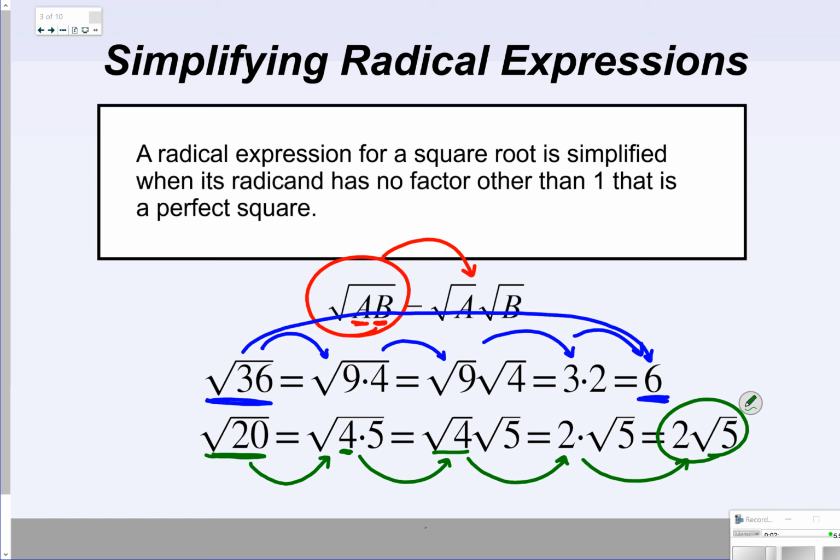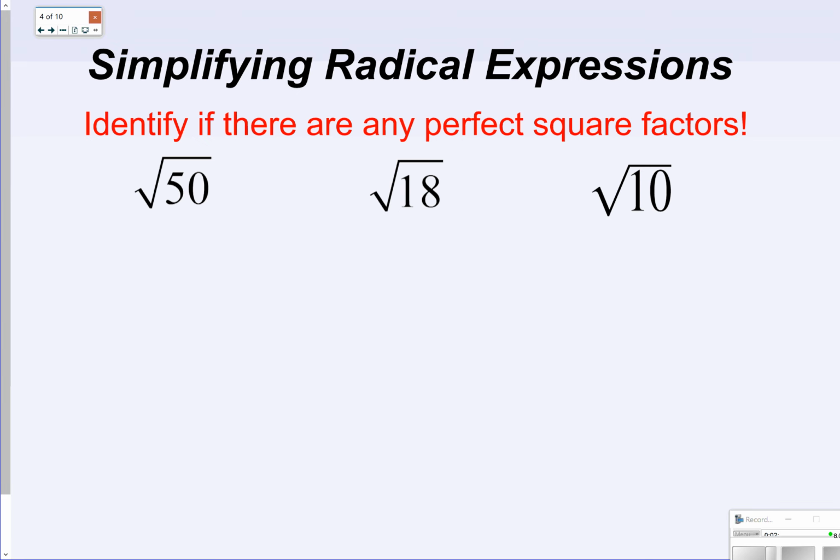So that's where it's important to know how to factor a radical expression apart to write it in a more simplified form. So let's look at a couple more examples. In order to simplify a radical expression, the first thing you want to do is try and identify if there's any perfect square factors in each number. So think about the square root of 50. This could be factored into the square root of 5 times the square root of 10. But that's not going to be helpful since the square root of 5 and the square root of 10, neither of those are perfect squares.